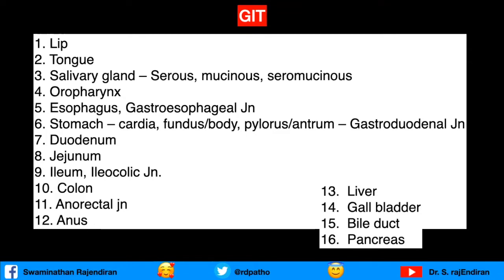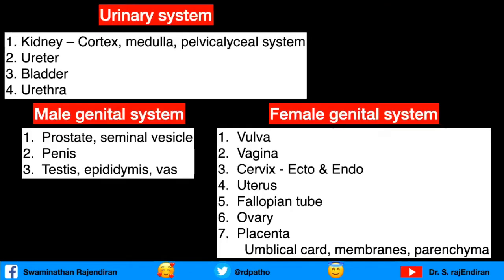Then comes duodenum, jejunum, ileum, ileocolic junction, colon, anorectal junction, and anus. So you have to remember there are 4 junctions: gastroesophageal junction, gastroduodenal junction, ileocecal junction, and anorectal junction. And 4 additional parts of GIT are liver, gallbladder, bile duct, and pancreas.